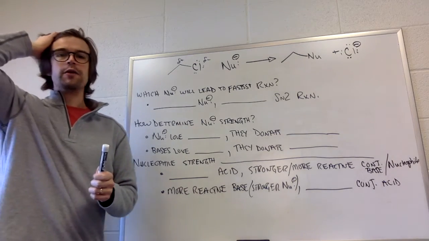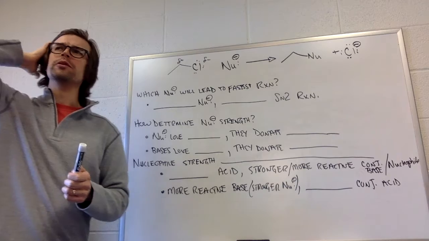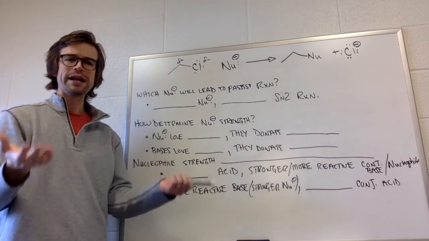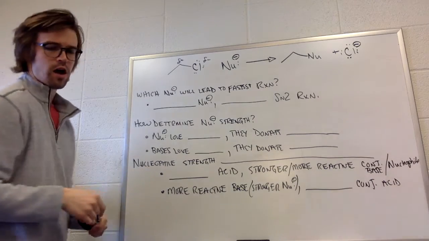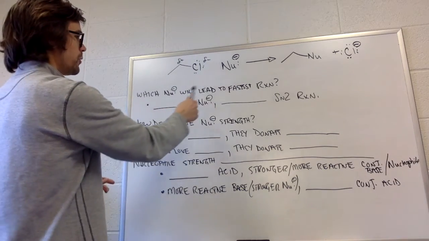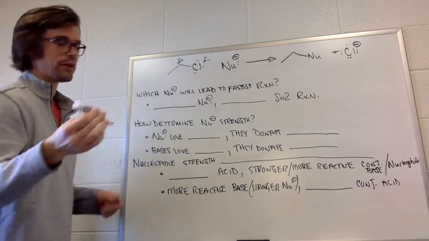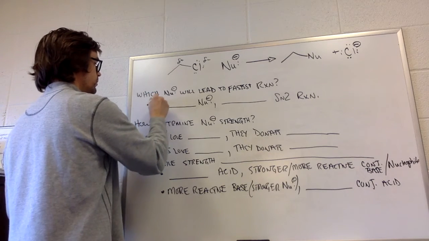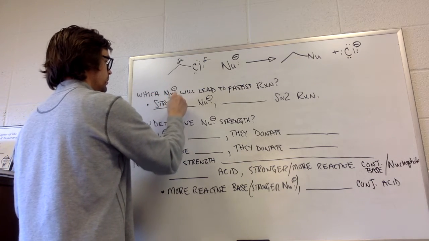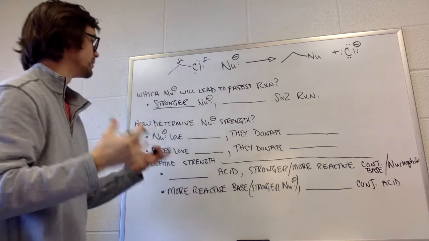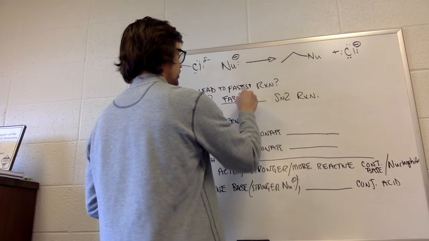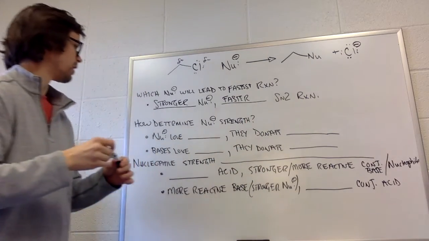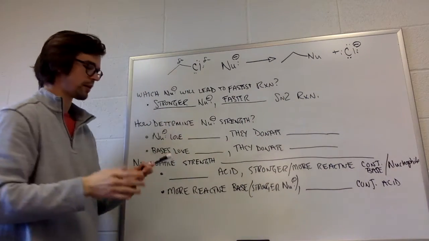But if we had different nucleophiles, we need to be able to rate them as far as how reactive they're going to be in this type of reaction. So which nucleophile will lead to the fastest reaction? Well, a stronger nucleophile, so that would be a more reactive nucleophile, will lead to a faster SN2 reaction. But how do we determine the nucleophile strength?